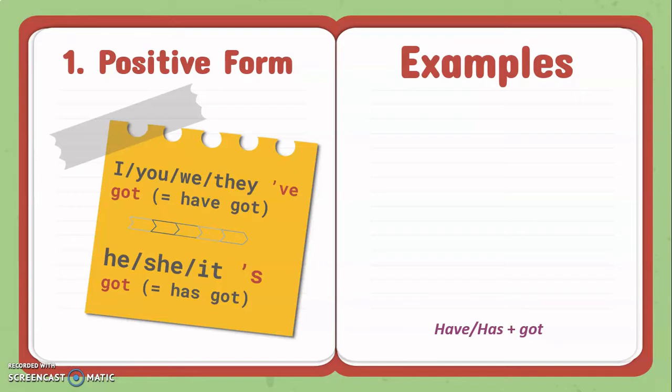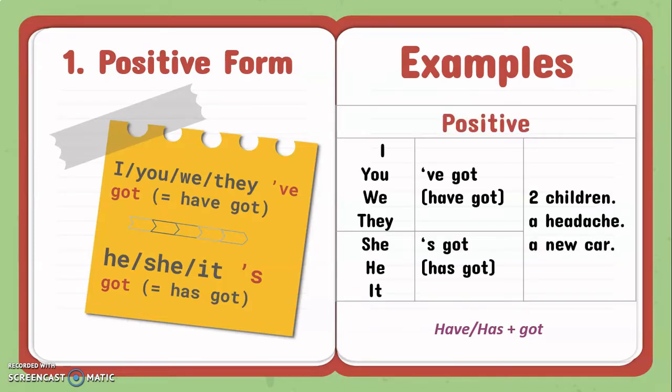So let's see with an example. I have got 2 children. You have got a headache. We have got a new car. For the singular forms, this is how you can do them. She's got 2 children. He has got a headache. He has got a new car.